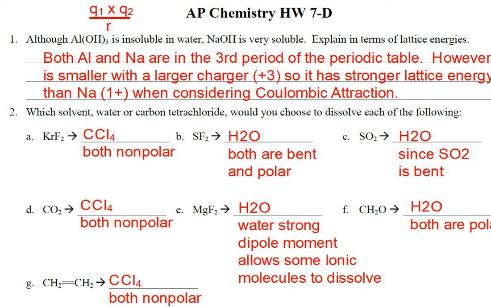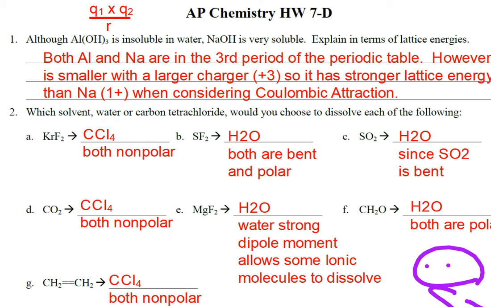SO2, ooh, this one a lot of people can draw wrong. Let's just draw it. Sulfur has 1, 2, 3, 4, 5, 6. It's going to double bond to an oxygen, and double bond to another oxygen. And then there's this extra pair of electrons, and so it's a polar molecule.